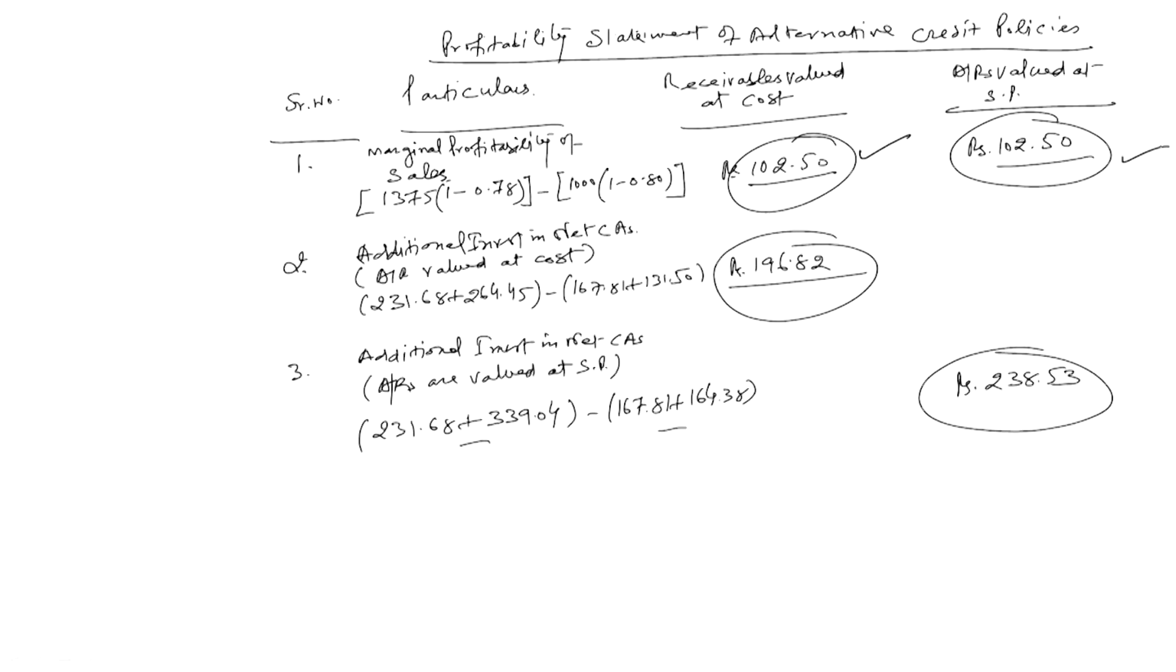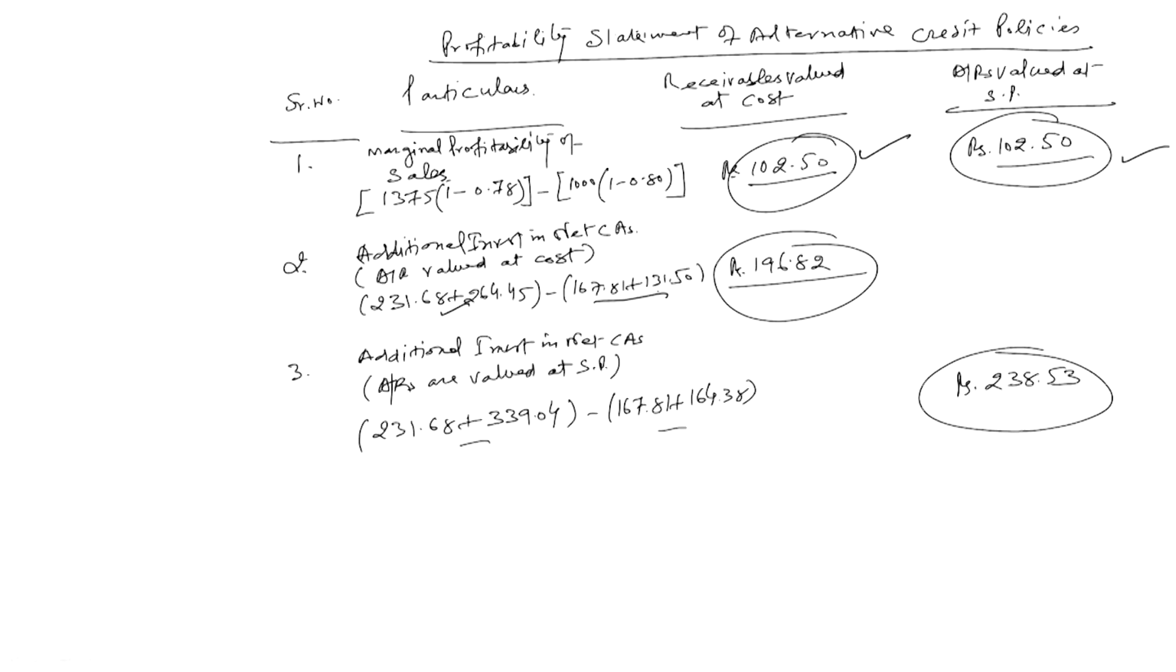Now we have to talk about the investment part, that is how much investment is required to be made to earn this incremental profit and to increase the sales. So the additional investment required in the net current assets, that is both in the receivables as well as in the other current assets. We have found out that the new level of investment will be this much, that is 231.38 plus 264.45 minus 167, the existing level. Here this is the existing level of investment.